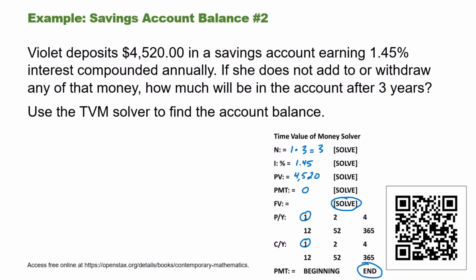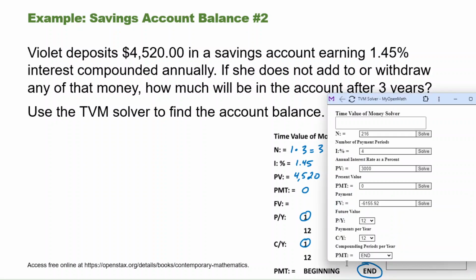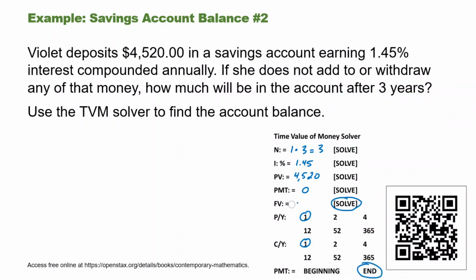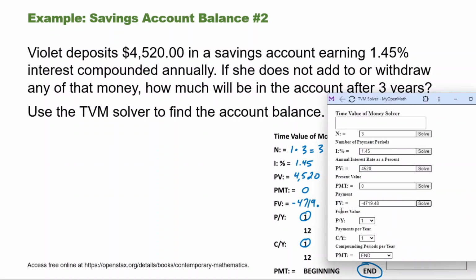Now we pull up our TVM solver and input the amounts. Capital N equals 3. I as a percent is 1.45. Present value is $4,520. Payment is 0. Future value is unknown, so I'll leave it blank. P/Y and C/Y will both be 1, and the payment at the end. I will press solve on the future value line to find the number negative 4719.48.